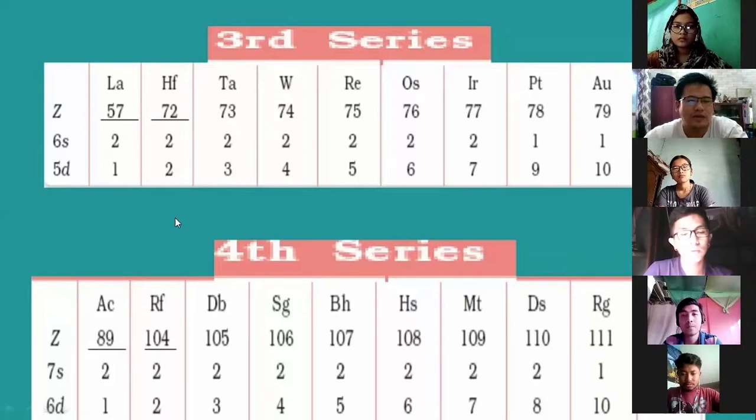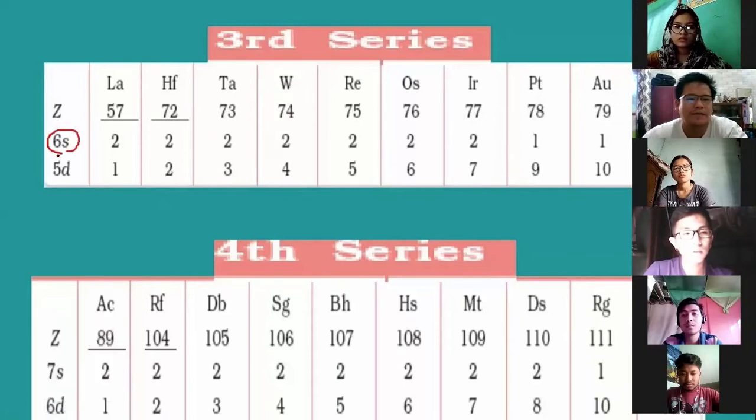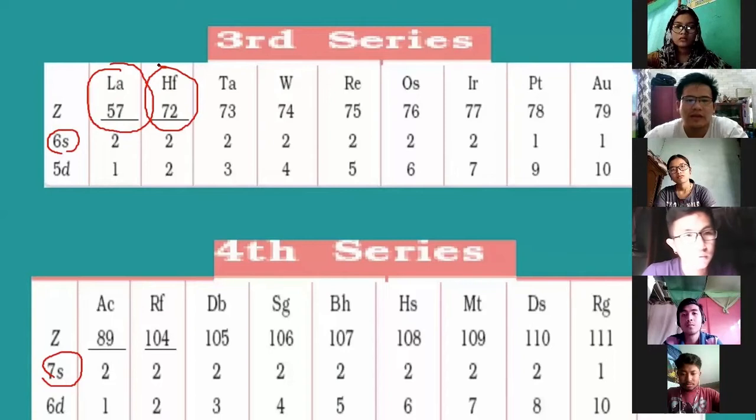Since electrons are filled in the outermost shell 6s, they belong to the 6th period. The fourth series is 7s. Remember this atomic number and you can easily write the electronic configuration. But you will find there is a jump from lanthanum to hafnium. Look carefully, the atomic number is not in a regular manner: 57, 72. There are some missing elements.